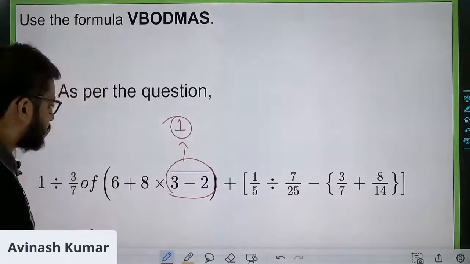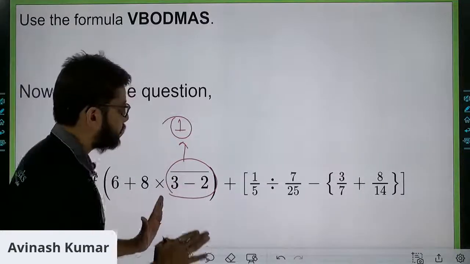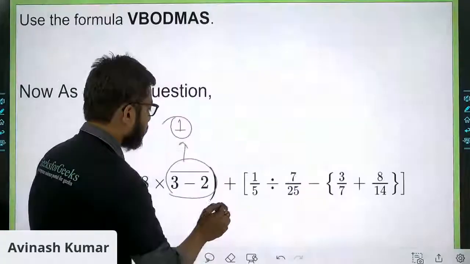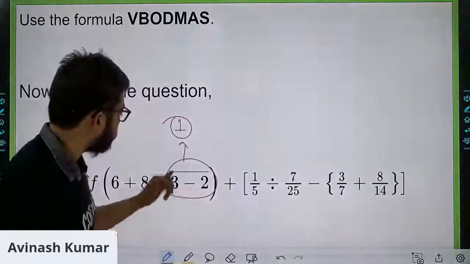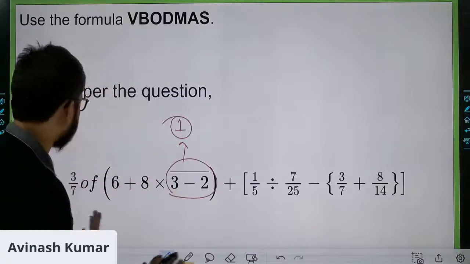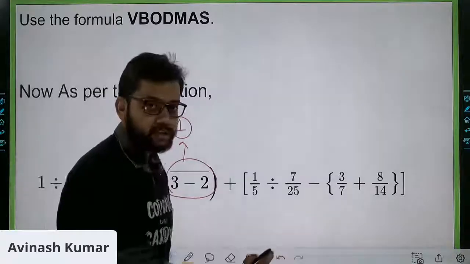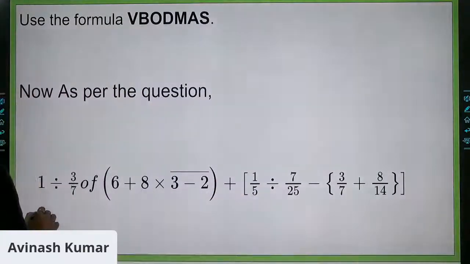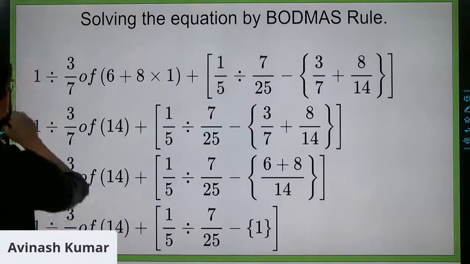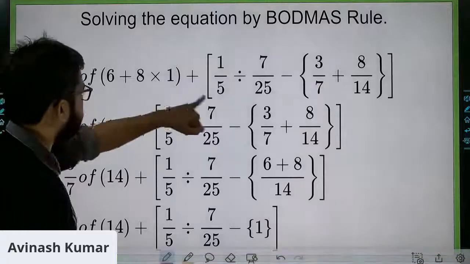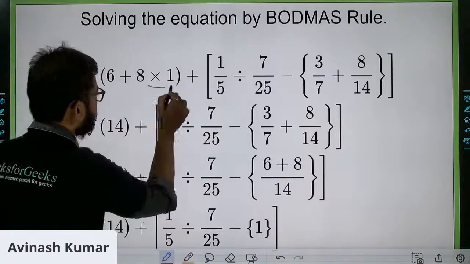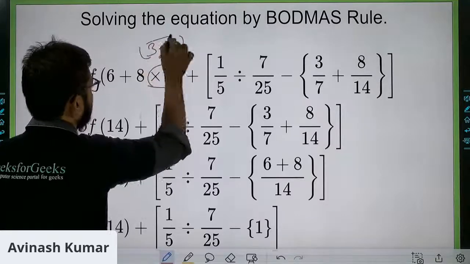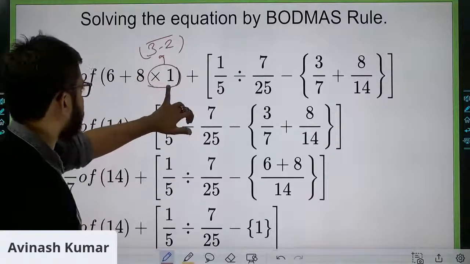Now that's it, because it's in the bracket, so I'm going to leave that part here and we'll go on further. Here I have only solved the bar section, 3 minus 2 is equal to 1. I haven't disturbed any other part. Now let's move further. Here it's as it is as before; this 1 is coming from 3 minus 2 bar.